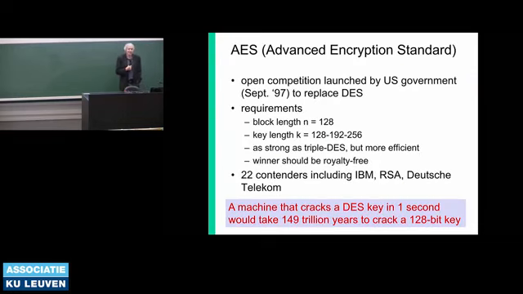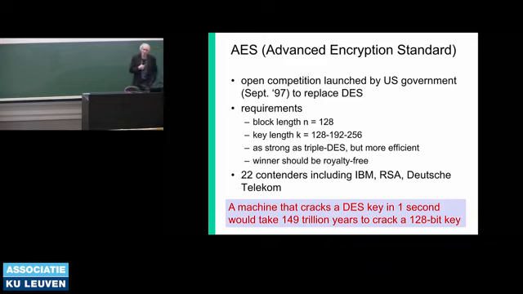So there was an open competition. It's like the Olympic Games for cryptographers. Anybody can participate. There were about 24 designs. I think it was really funny because Deutsche Telekom sent the whole team to California to present their scheme, and I think half the cryptographers in the room broke their scheme on the spot. It was really very embarrassing for Deutsche Telekom. IBM put in a scheme, of course, RSA, all the big names.